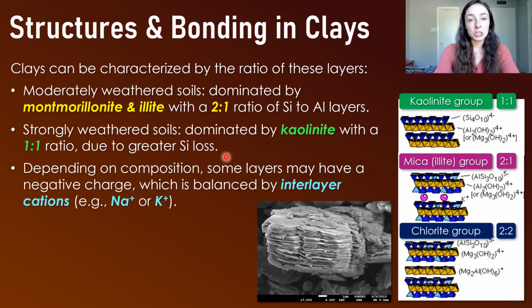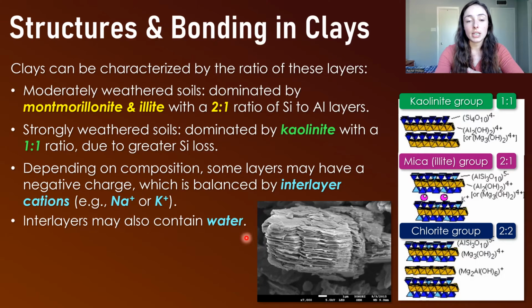And then, like I already mentioned, depending on the composition, some of these layers, whether the tetrahedral or the octahedral layers, might have a net negative charge, which then can be balanced by interlayer cations, such as sodium or potassium, which are positively charged to balance out the negative charge. And then sometimes interlayers can contain water.